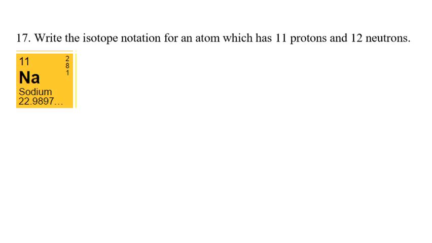We have an isotope for an atom with 11 protons and 12 neutrons. The mass of that would be added together, 23 over 11, and that is in fact sodium.